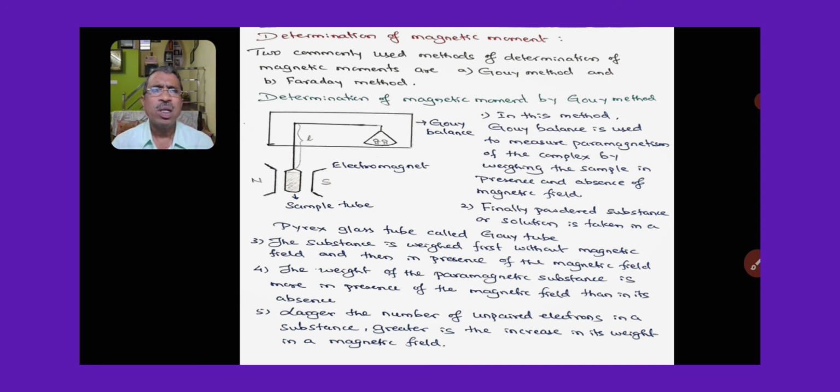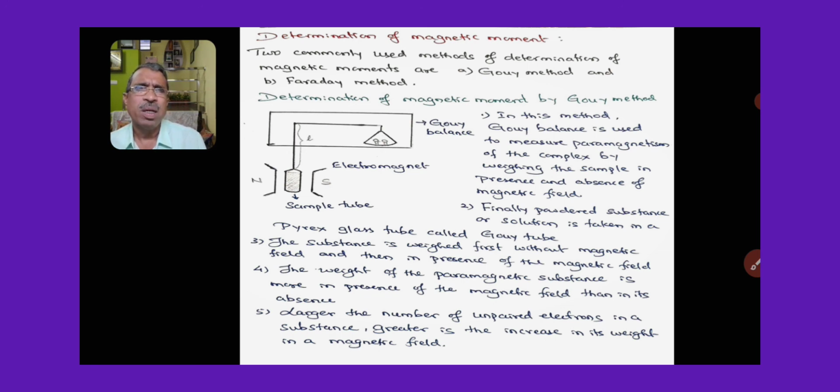The substance whose paramagnetism is to be calculated is taken in the form of a fine powder in a tube. Finely powdered substance or solution is taken in a Pyrex glass tube called the Gouy tube. The substance is weighed first without magnetic field. So take the weight of the compound in absence of magnetic field and then apply the magnetic field of definite field strength. You find out the weight of the substance.